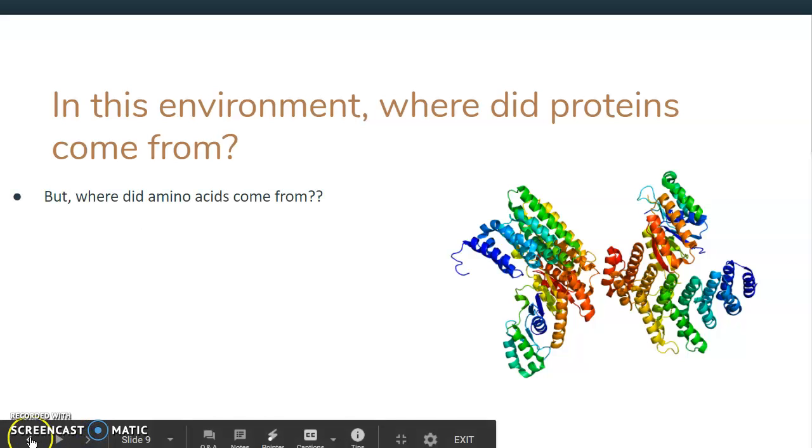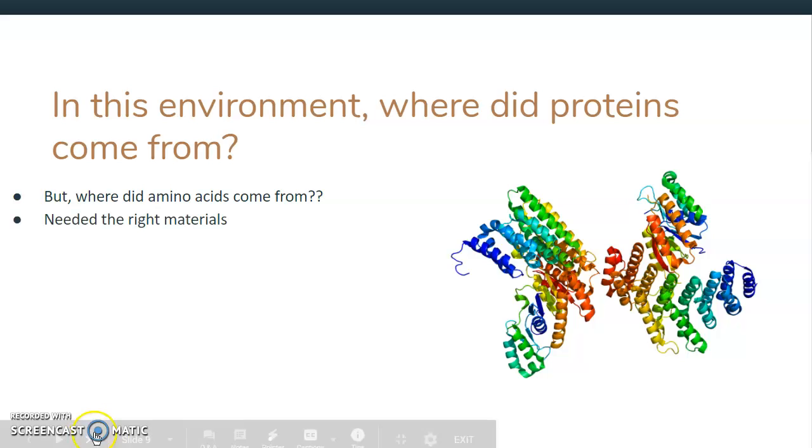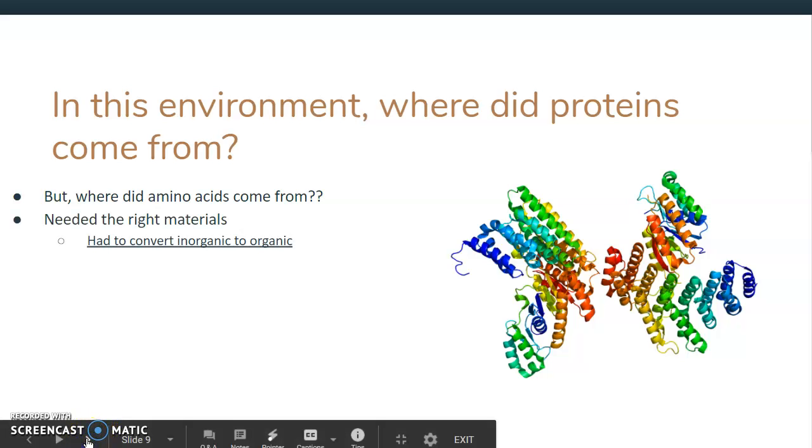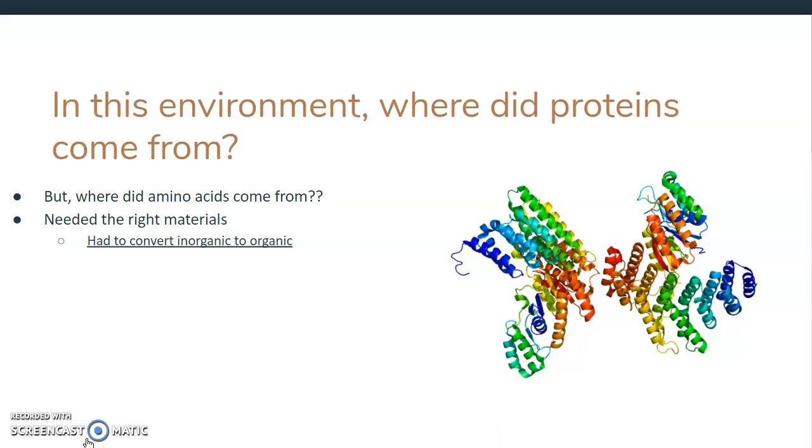So we know what a protein is, but where did they come from? Where do we get the building blocks of an amino acid? So we need the right materials, of course. We just looked at the different ones. Our organic amino acid, and we had to convert inorganic materials that were present on Earth to organic ones.